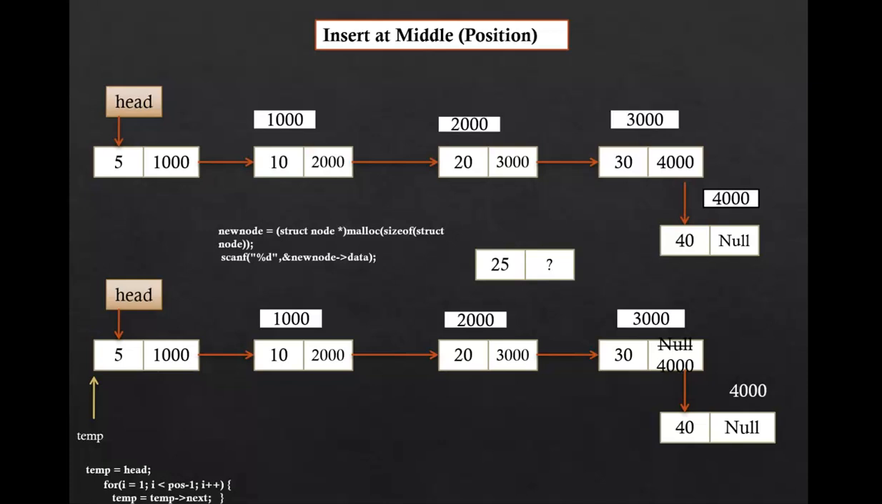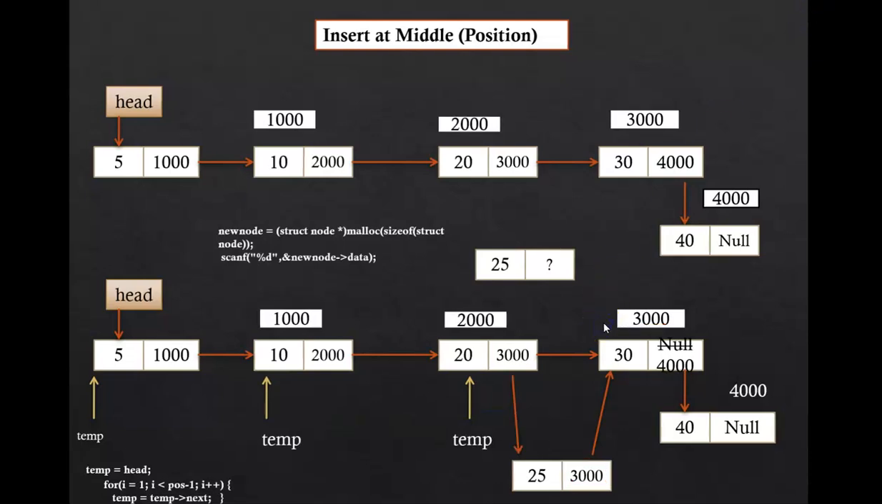My temp points to head. I run the loop until the position. I have found the position, right? Now I make the new node's next. See, the new node's next is now temp's next. So temp's next is 3000. Fine, done. And then what happens?